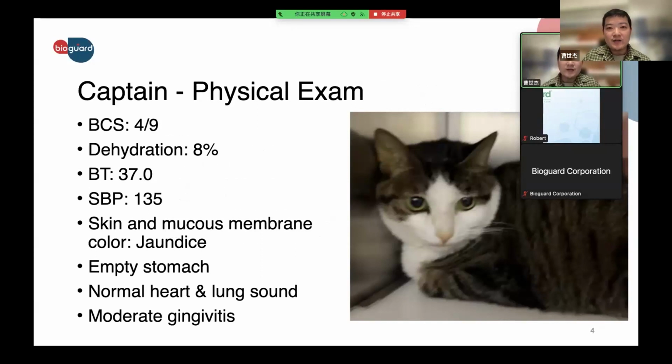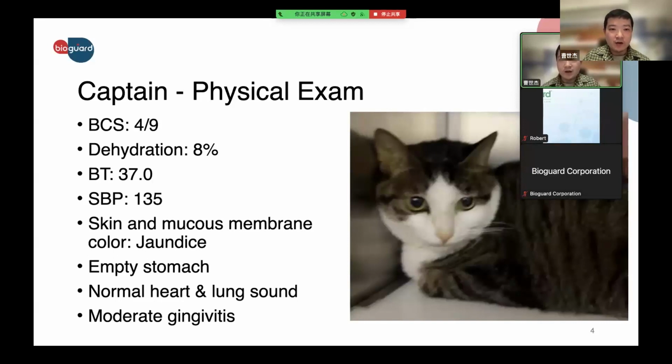Once I saw Captain, she was pretty dehydrated. The dehydration is 8%. The body weight is around 4 kg, and the BCS would be 4 of 9. There is a moderate muscle loss in this case as well. The body weight previously, 1 month ago, was around 6 kg. Right now it is 4. And the body temperature is 37, a little bit lower than normal.